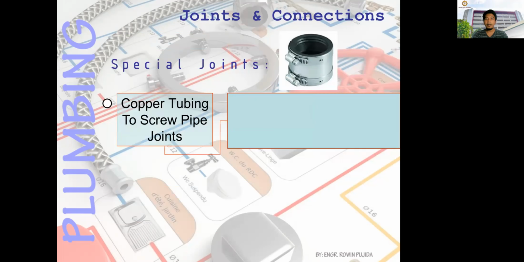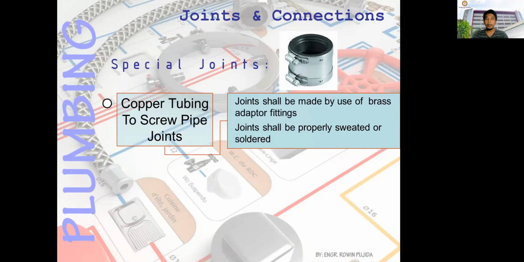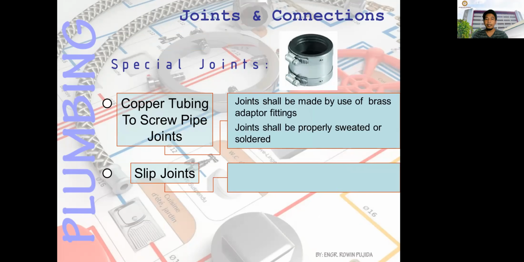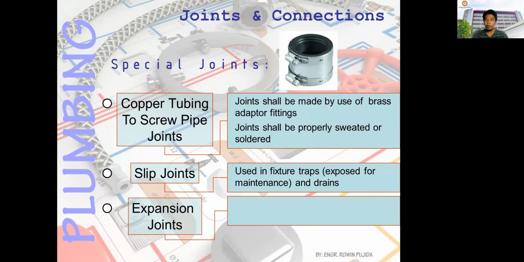neoprene gaskets, okay, for copper tubing. And then for slip joint used in fixture trap exposed for maintenance and drains. Then expansion joints, also for the use of neoprene gasket used in a soil and waste stack. Joints shall be free and accessible.